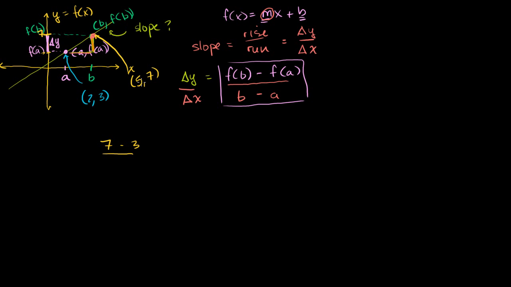And then we would do that over 5 minus 2, because this would be a 5, and this would be a 2. And so this would be your change in x, 5 minus 2. So 7 minus 3 is 4, and 5 minus 2 is 3. So your slope would be 4 over 3.